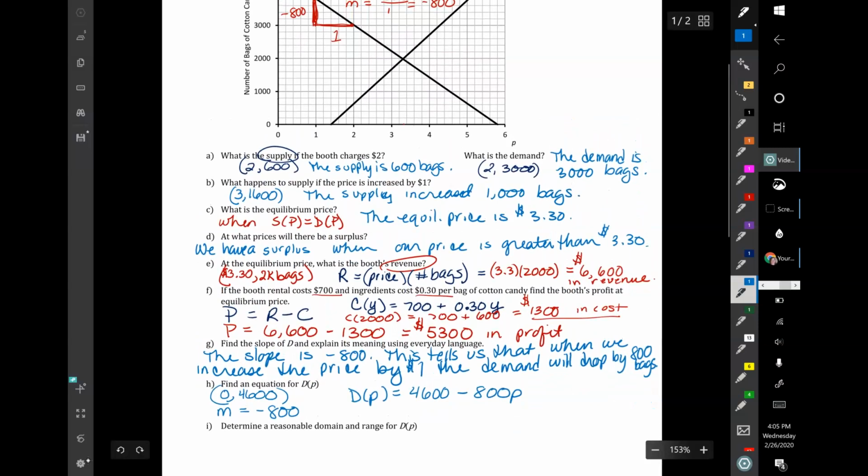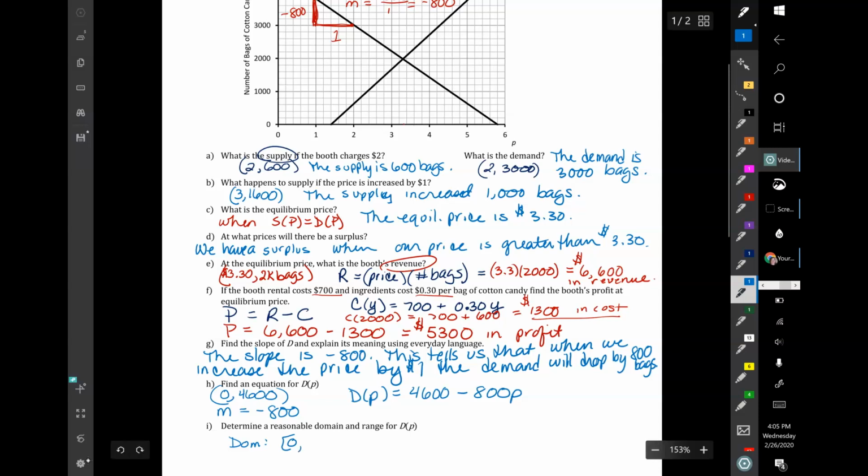Letter I is determine a reasonable domain and range for D of P. So if you think about it, what is the lowest price that you could have? And you may think, well, 0, that would be free. Do we want to include that or not? That's up to you. I would say, well, we could give away the bags, so I think that's reasonable, 0.